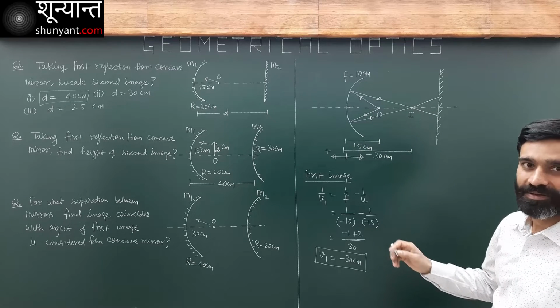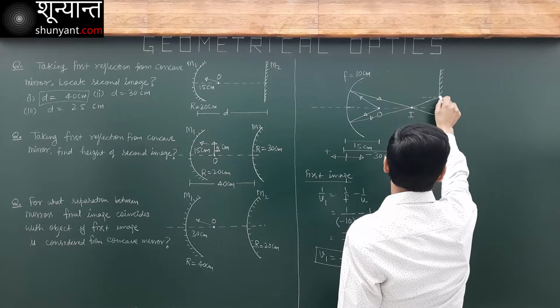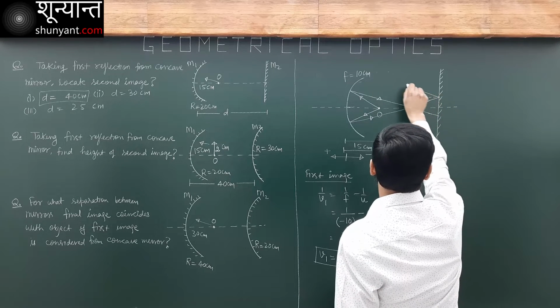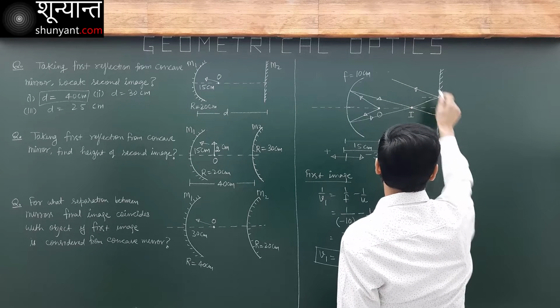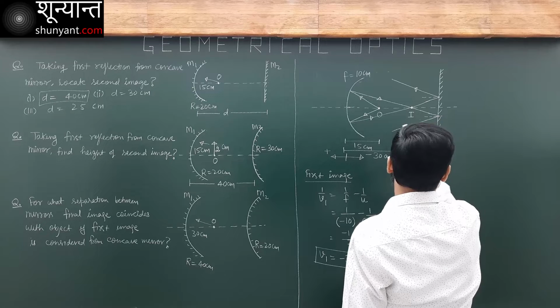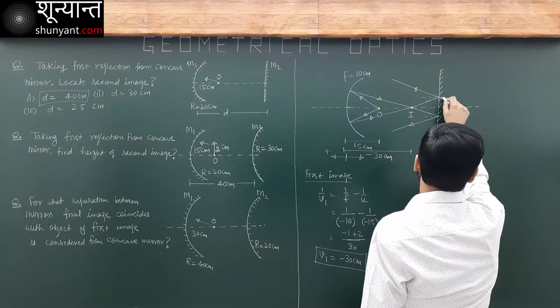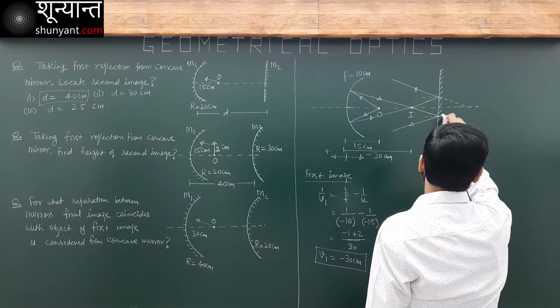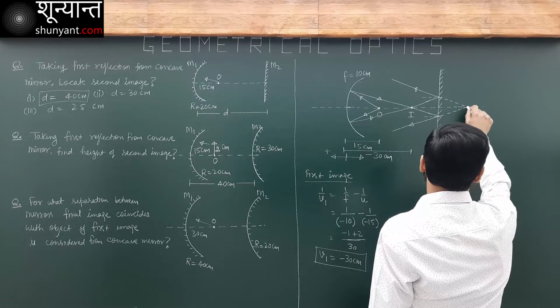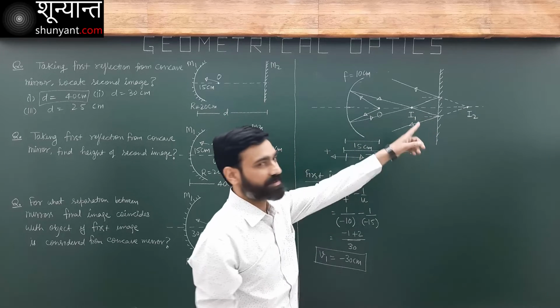It will make an image. It will reflect the light. The light will be reflected like this. This is how the light is going to be reflected. And if I trace them backward, the plane mirror will form an image. This is I2, I1. First image, second image.